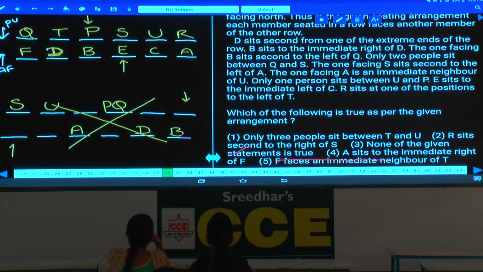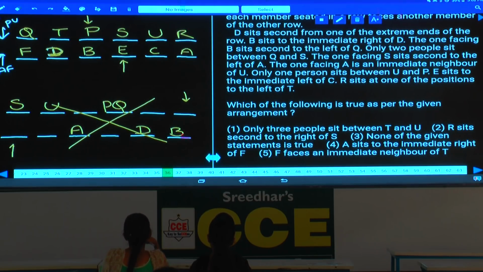Then question number 36. Which of the following is true as per the given arrangement? Only 3 people sit between T and U, that is false because only 2 persons are in between T and U. R sits second to the right of S is also false because R is seated second to the left of S but not right side. And choice 4, A sits to the immediate right of F is also false because in between A and F there are some 4 persons.